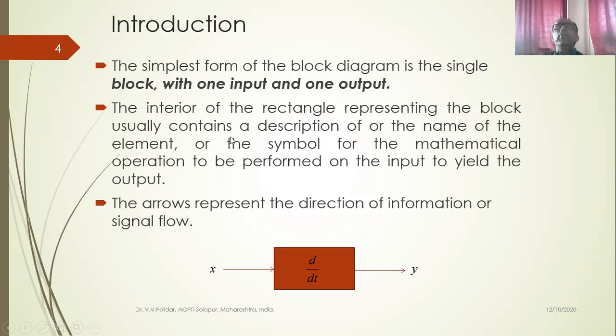Like that, I can have a number of elements, so that I can have a number of blocks interconnected together to form the block diagram for the entire process. The interior of the rectangle representing the block usually contains a description of or the name of the element or the symbol for the mathematical operation to be performed on the input to yield the output. Right? In many cases, it is the transfer function of that element. The arrows represent the direction of information or direction of signal flow. The signal flows from left to right. This is what the arrows indicate.